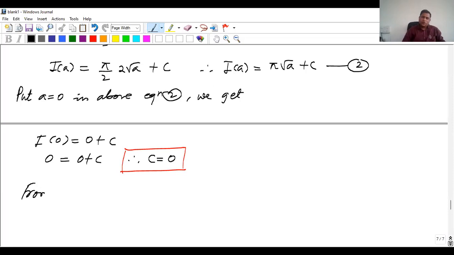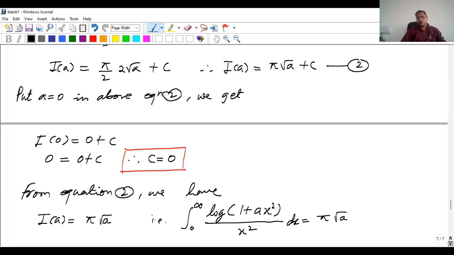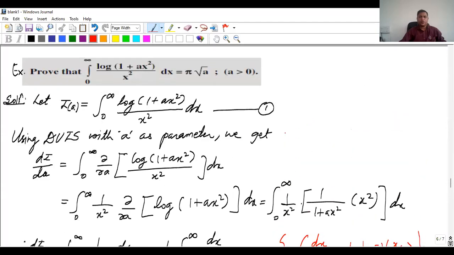So from equation 2, what we can write is I of A is equal to pi root A. That is what we wanted to prove: the integral from 0 to infinity of log(1 + Ax²)/x² dx is equal to pi root A. So this is what we wanted to prove. This is what exactly we wanted.